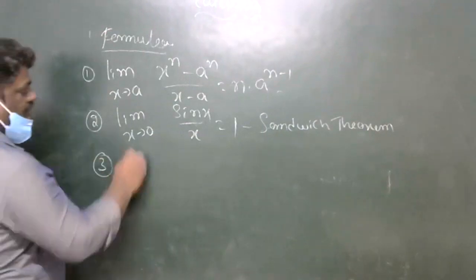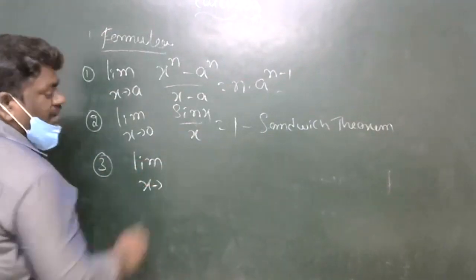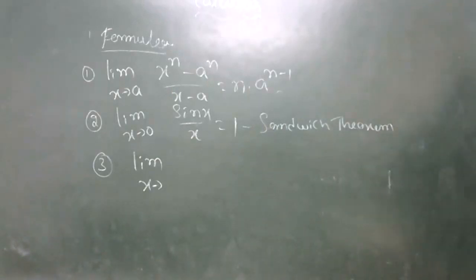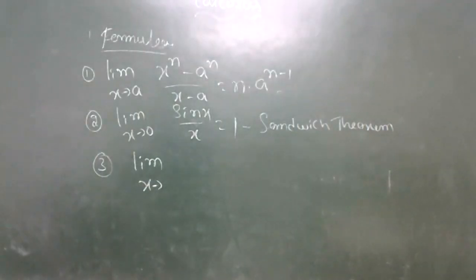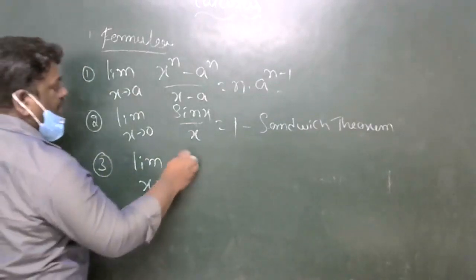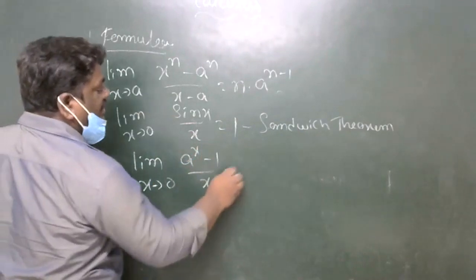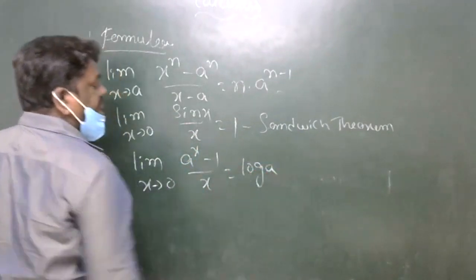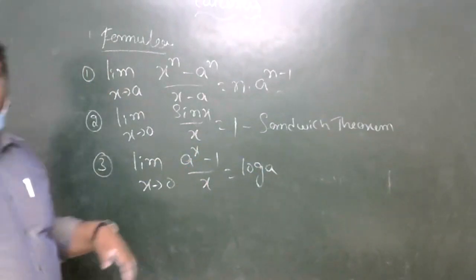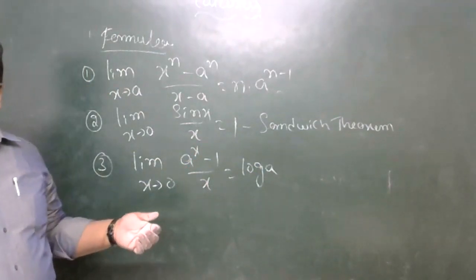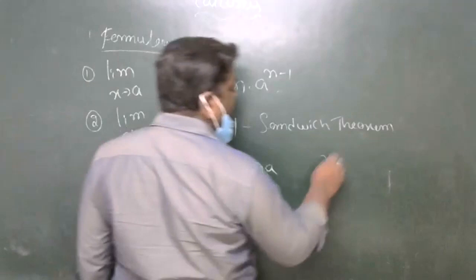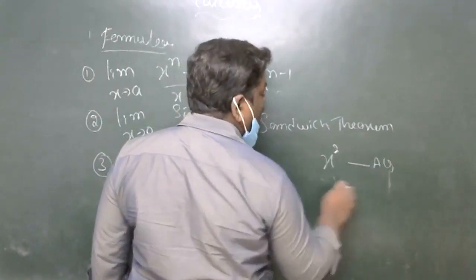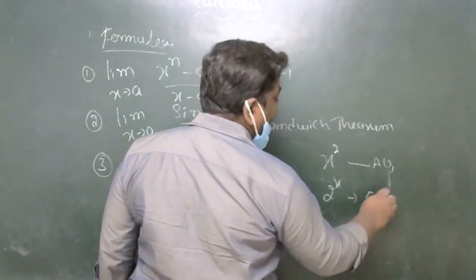Third formula: limit as x tends to 0, a to the power of x minus 1 divided by x is equal to log a. Here a to the power of x is called an exponential function. I think I explained the difference between exponential functions and algebraic functions. So x square is algebraic, 2 to the power of x is exponential. What is the difference?